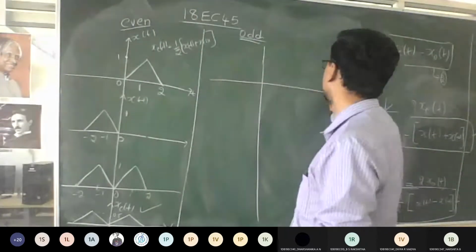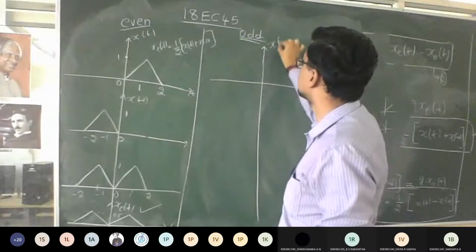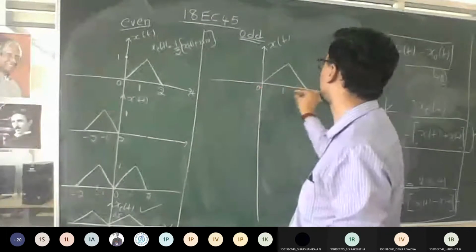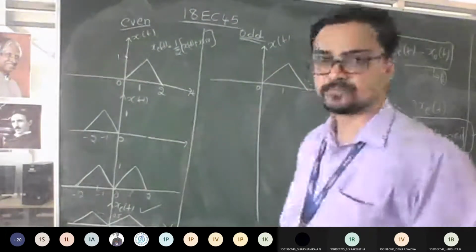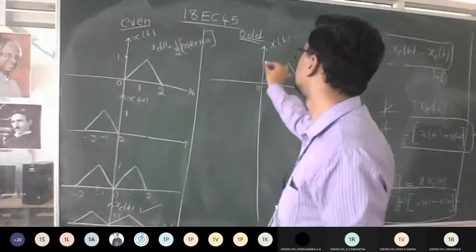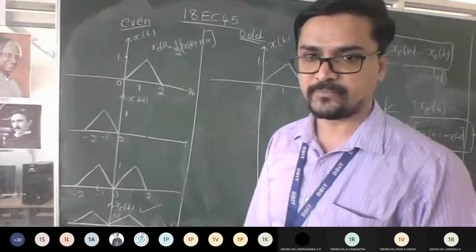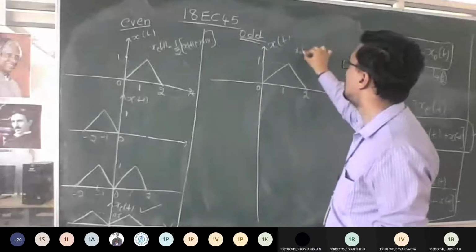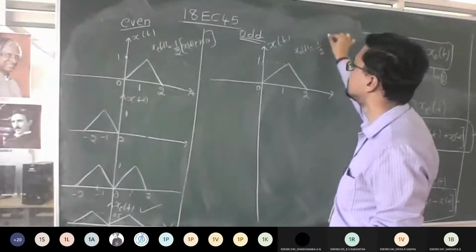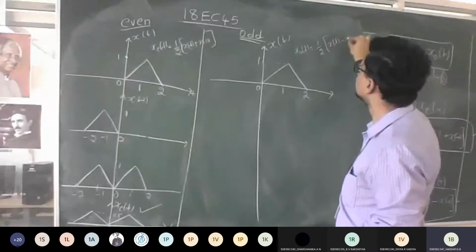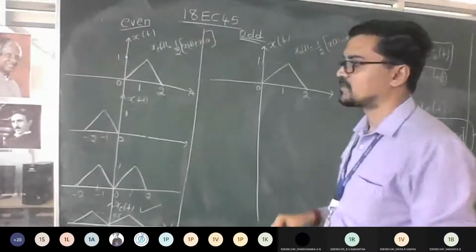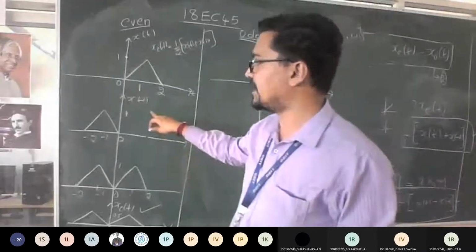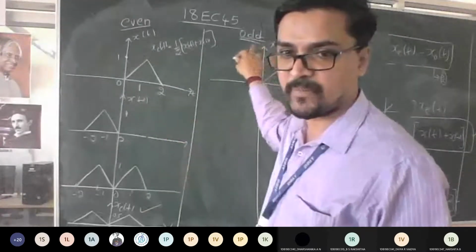So for odd, input remains the same. Yes or no? So x of t, however it is there. So let's retain the things 0, 1, and 2. Fine. So again, same concept. For odd, what is the formula we know? Odd function is half of x of t minus x of minus t. So can you tell me how to plot minus x of minus t?